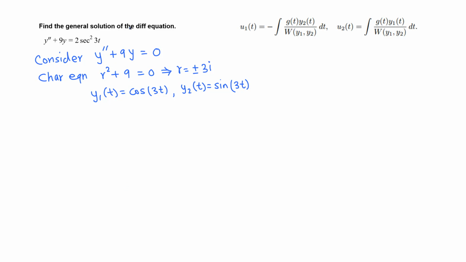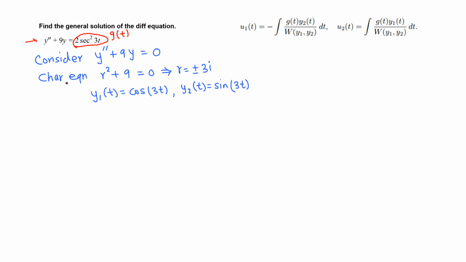Find the general solution of the differential equation. So we have a second order non-homogeneous differential equation, and we call the right hand side just g. To solve this equation, we first consider the corresponding homogeneous equation. Just make the right hand side 0: y double prime plus 9y equals 0, and we find the solutions.